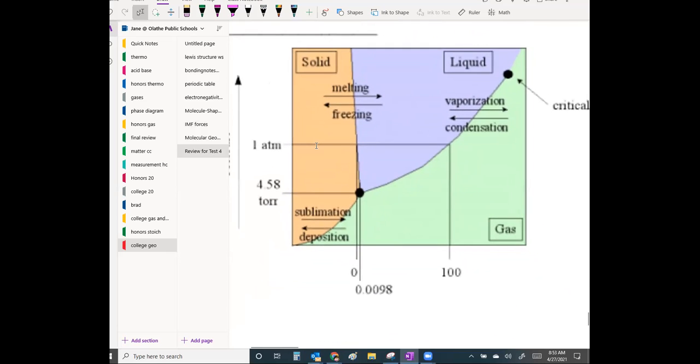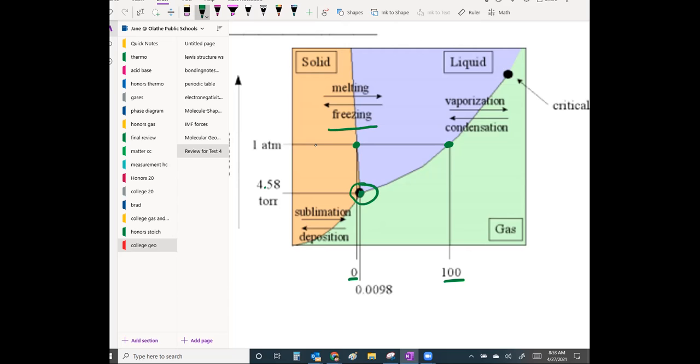So, at 1 atmosphere, what temperature does water melt at? It melts at 0 degrees Celsius. At 1 atmosphere, what temperature does water boil at? It boils at 100 degrees Celsius. So that's how you read this chart. If you can get water down to a fraction of an atmosphere, 4.58, remember 760 is 1, so this is a fraction, you can reach a triple point where you get solid, liquid, and gas all existing at once.